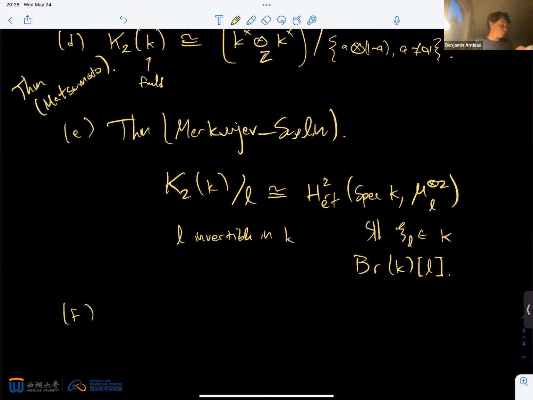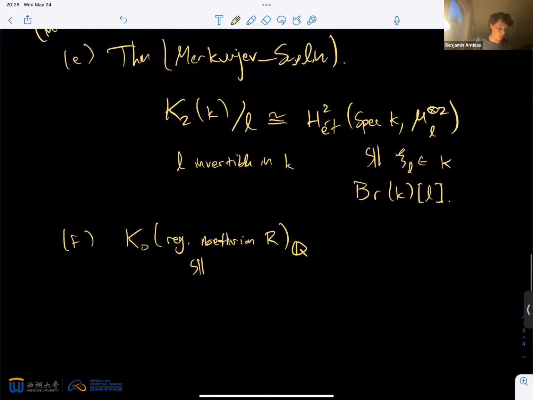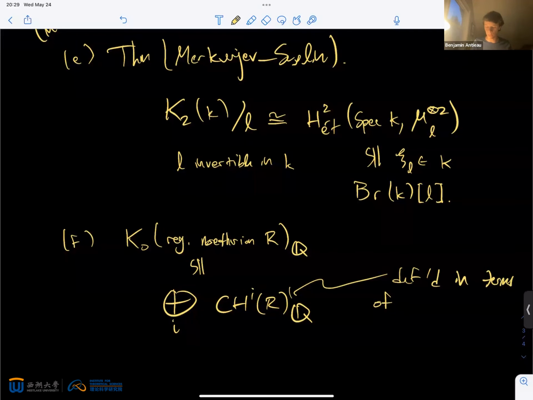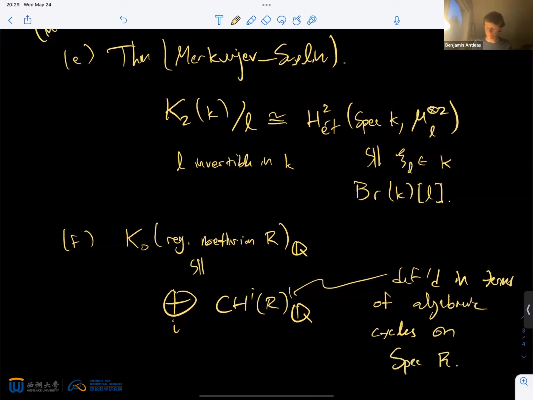Let me mention one more example for the moment, which is if I take a regular Noetherian ring R, K0 is an abelian group, so I can in particular rationalize it, just tensor it with Q. And then this is isomorphic to a direct sum over i of the rational Chow groups of R, which are defined in terms of algebraic cycles on the scheme Spec R. So even for K0, we get out some very important bits of information.